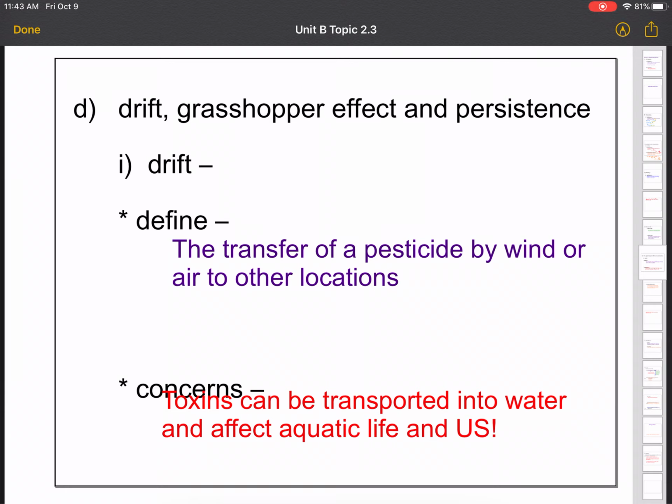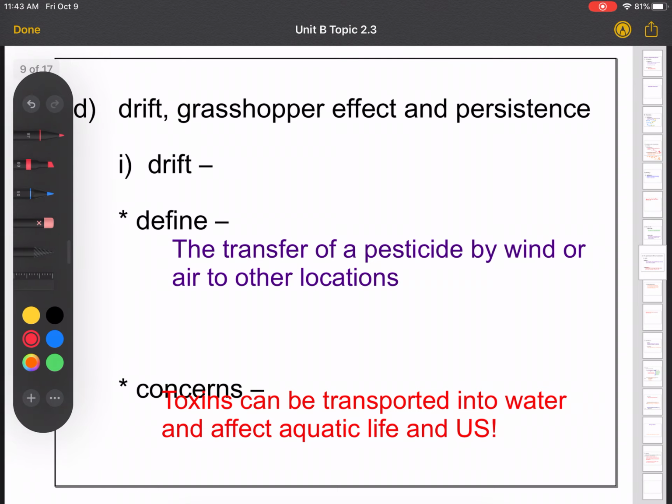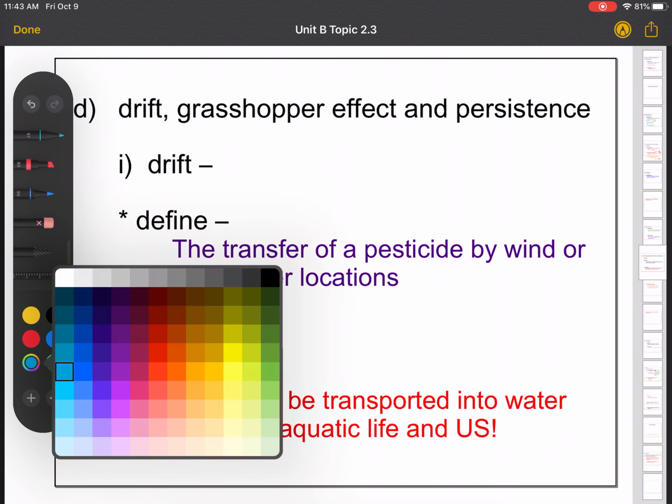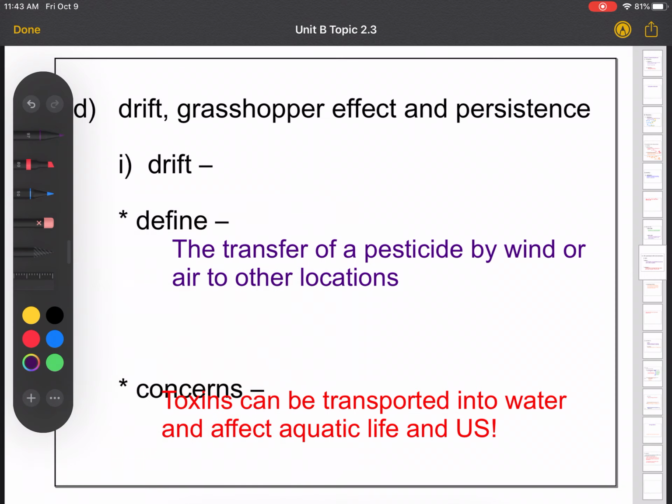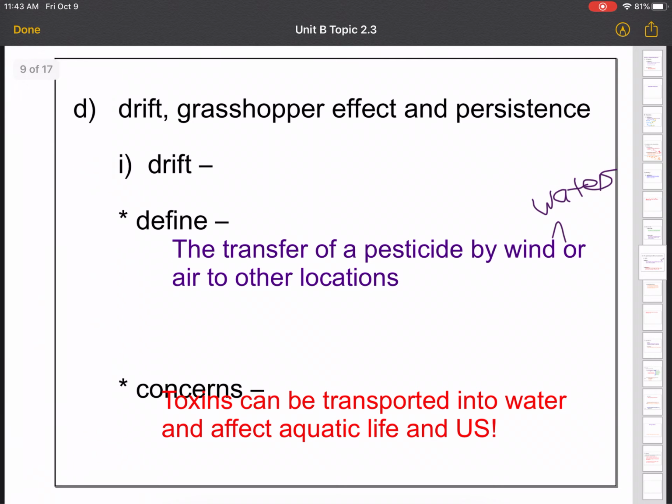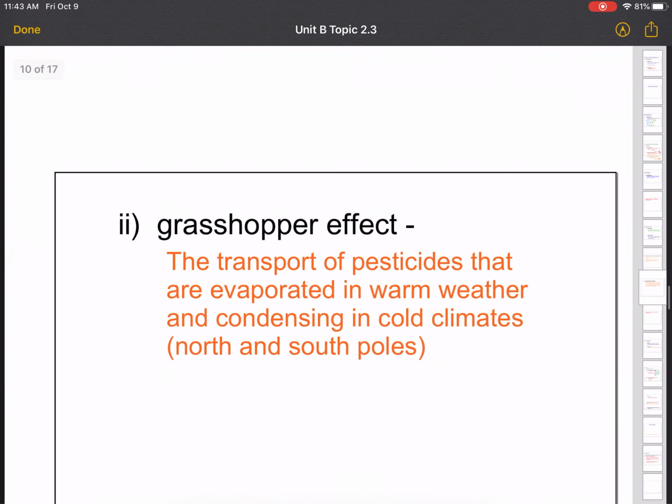I was right when I said water here, but they don't add it in. I'm not sure why. I will put water as well. So there's many concerns with drifting or things spreading.